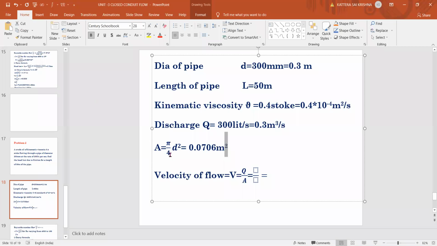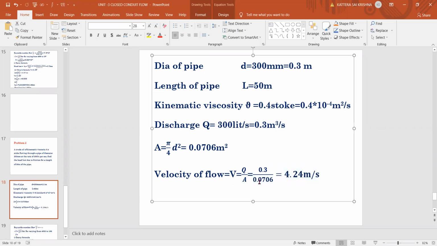Good, right? So now we can find velocity by using the discharge and area. So V equal to Q by A. So 0.3 divided by 0.0706. Right. So what, 4.24. What are the units for velocity? Meter per second. Okay. Good. Please copy this. Right.